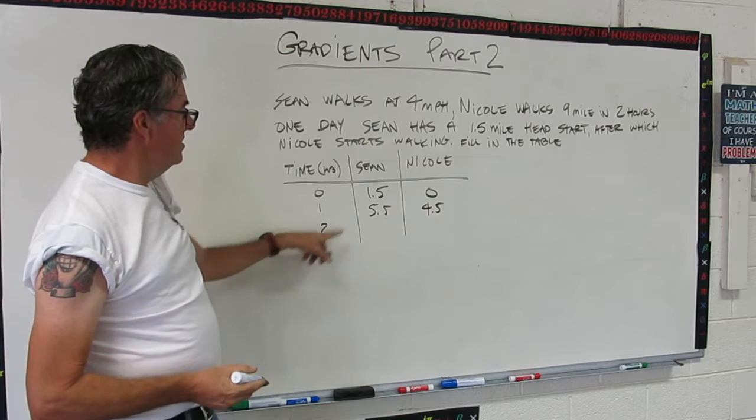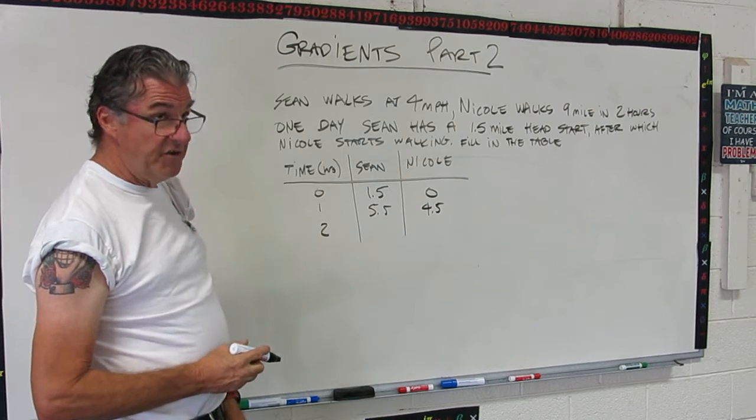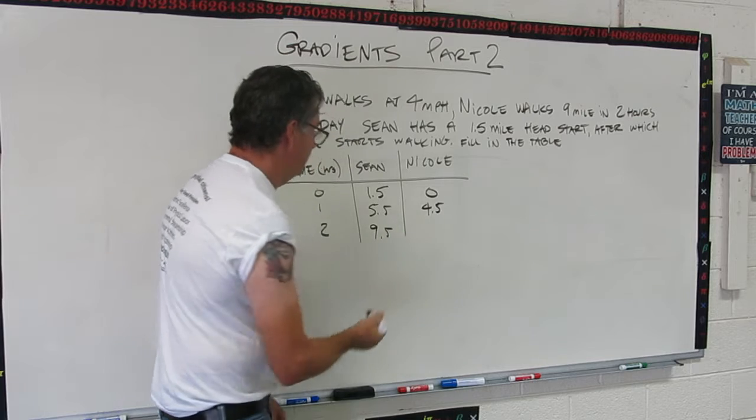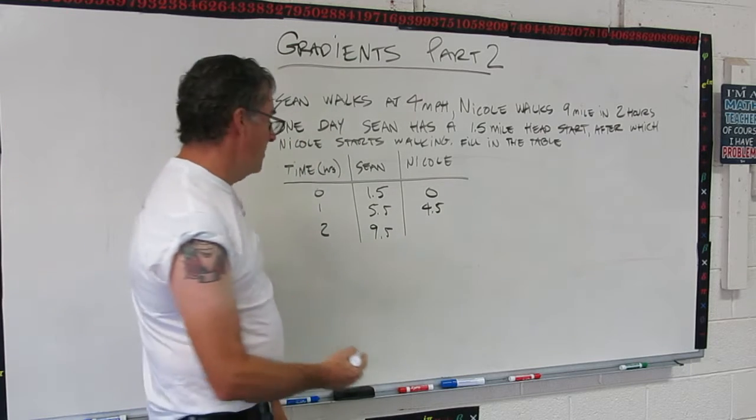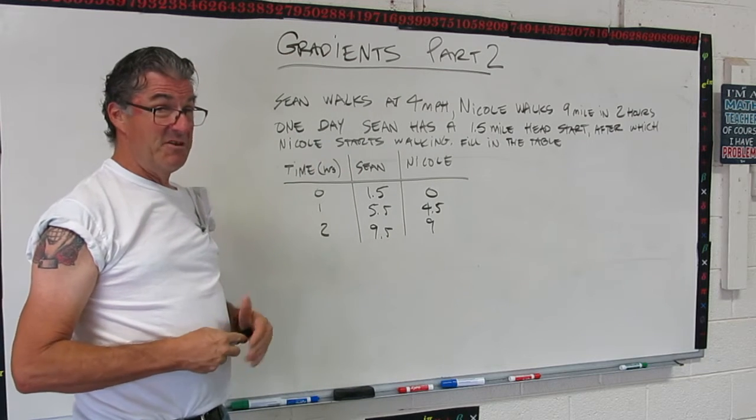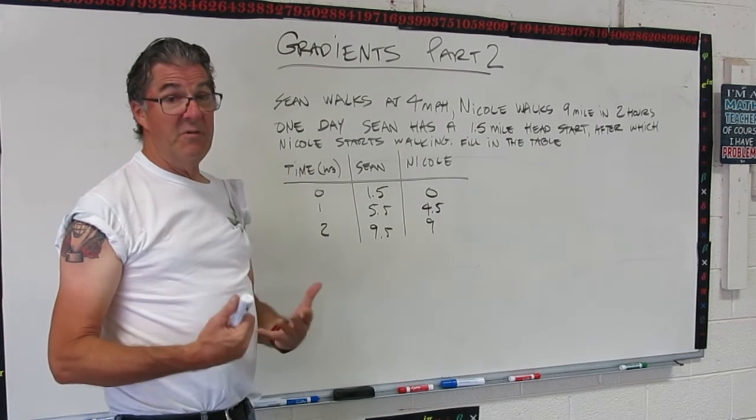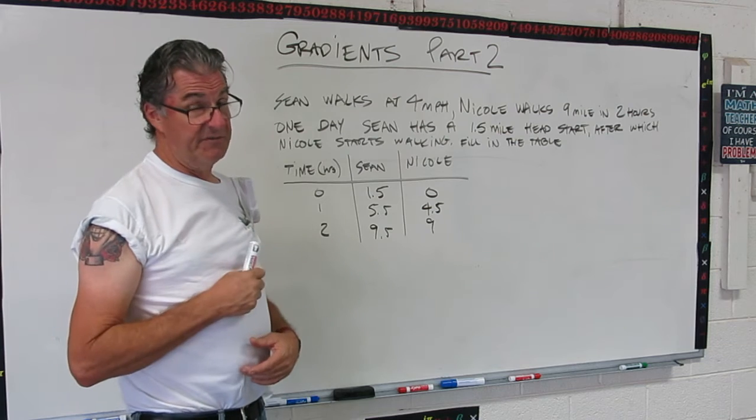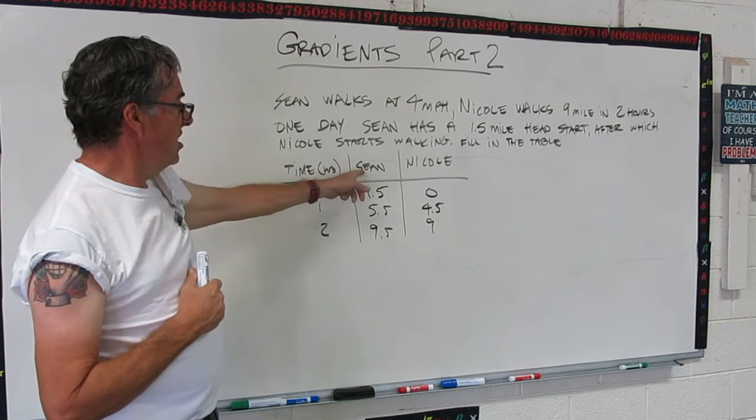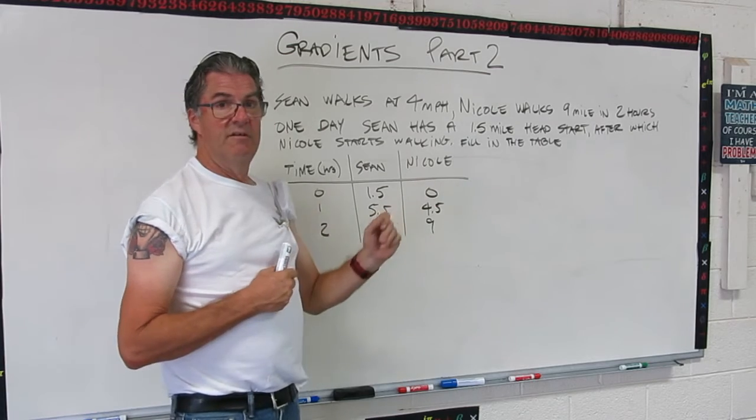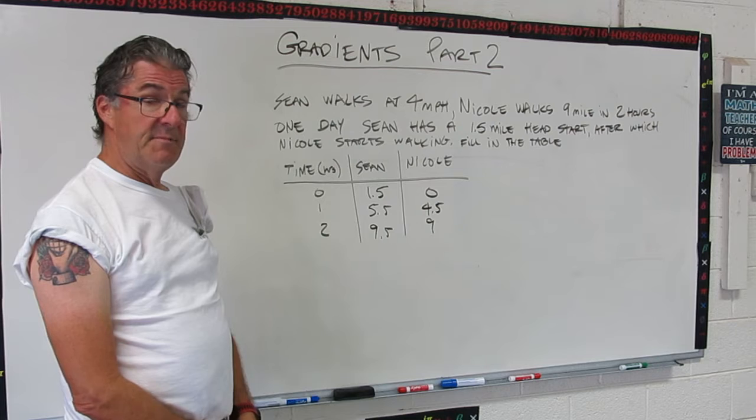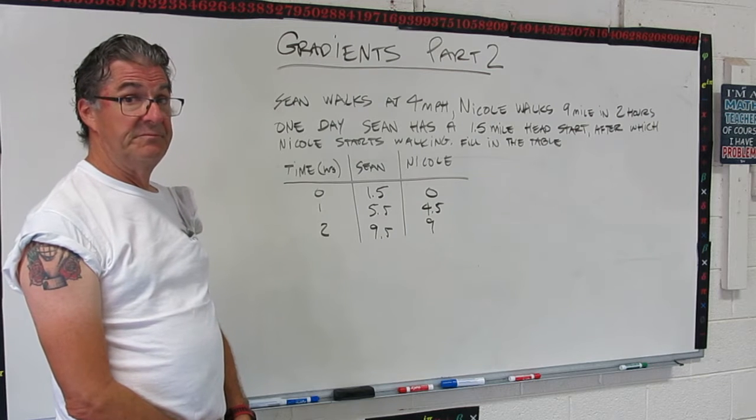At the second hour, Sean is going to get another 4 miles, so he'll be at 9.5 miles. And Nicole will get another 4.5, so she'll be at 9 miles. So I think you might be able to see where they're going to catch up. But before we answer that question, I'm going to ask a question for you to think about. What's the equation for Sean, and what's the equation for Nicole? So pause the video and see if you can come up with those two equations.